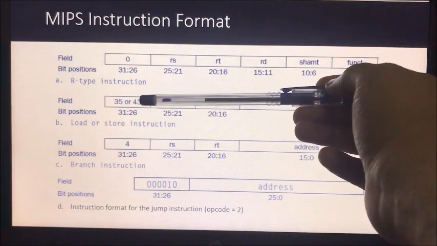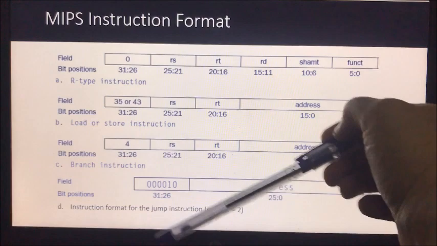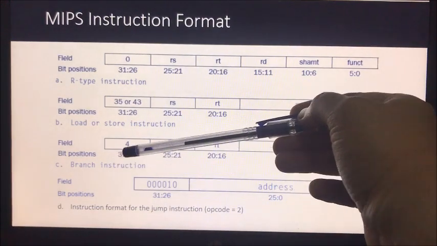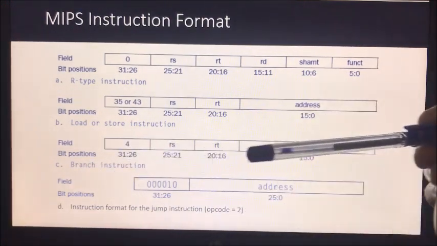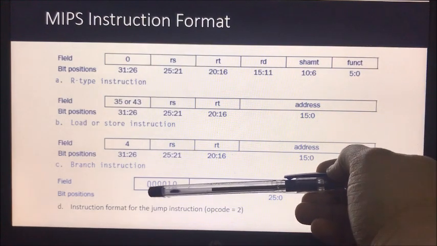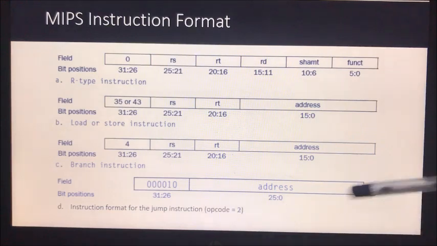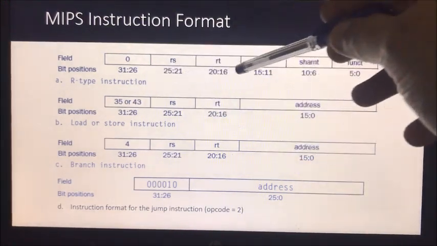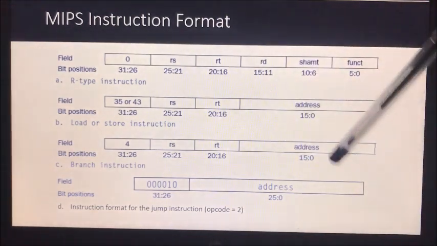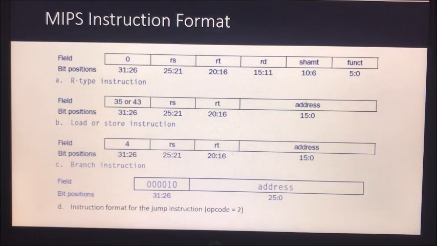35 is for load, 43 is for store instruction. Bits 26 to 31, if the value is 4, then it is a branch instruction. If it is 000010, then it is a jump instruction. So these format bits, whatever the classification is given, will be used in designing the data path.